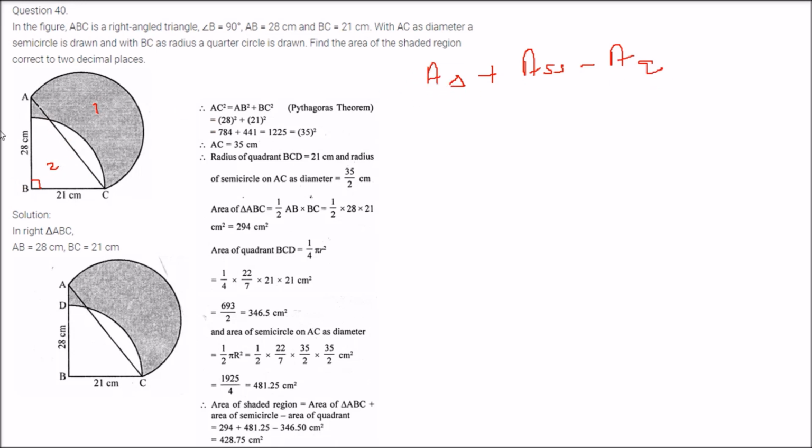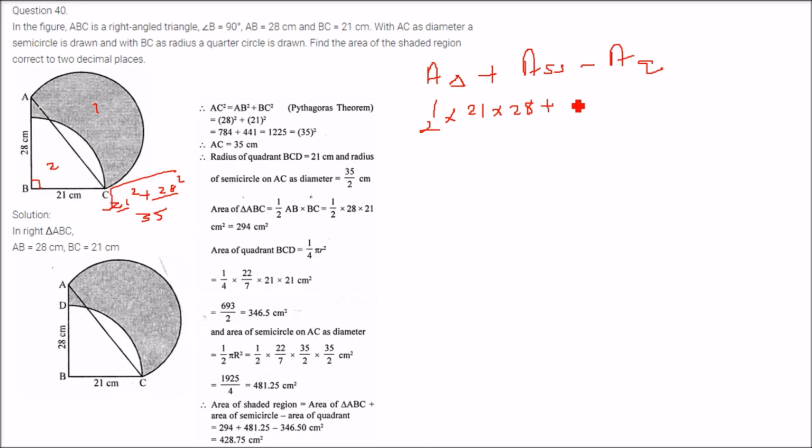So what is the area of the triangle? It is 28 and 21 is already given, so half into base into altitude, 21 into 28. This will be the area of the triangle. What is the area of the semicircle? See, this AC is the diameter. So first we have to find out the diameter. So 21, 28 is there. The diameter will be found using Pythagoras theorem. So it will be the square root of 21 square plus 28 square. This will be 441 plus 784, adding to 1225, root of 1225 is 35. So 35 is the diameter.